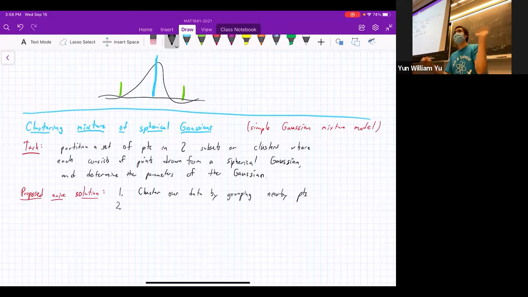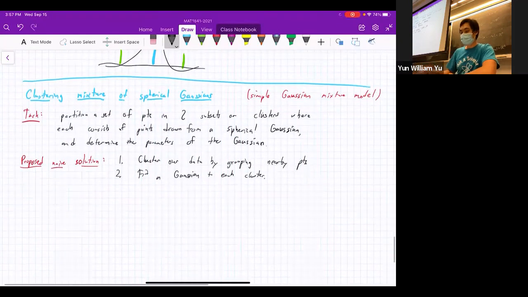Think of this like k-means if you've seen that before, but it doesn't really matter. We're just going to assume we have some way of lumping together the data points that are close to each other. And two, we're going to fit a Gaussian to each cluster. It turns out this is easy because the best fit spherical Gaussian is just the one that has the empirical mean and variance of your data set. And so these are both really easy things to do.